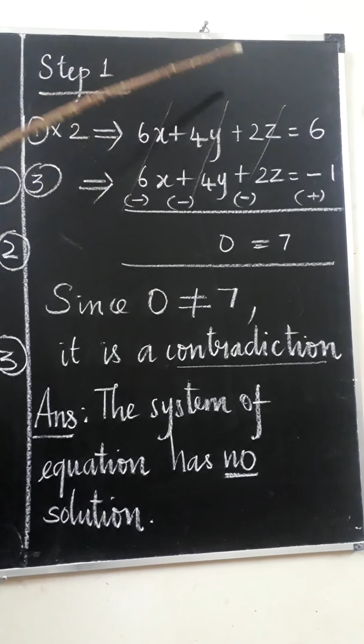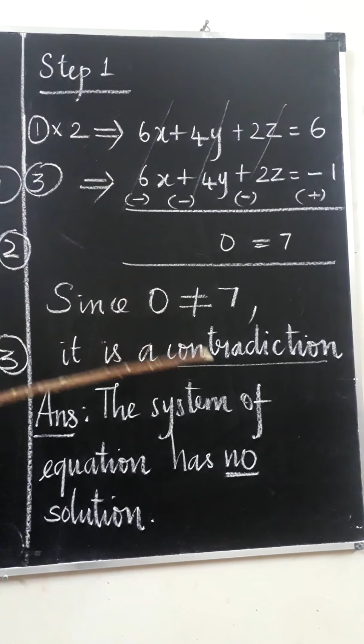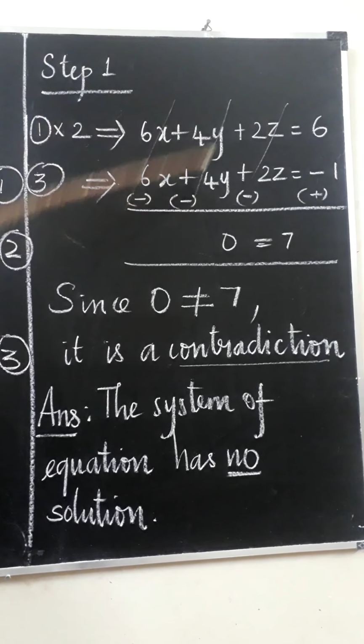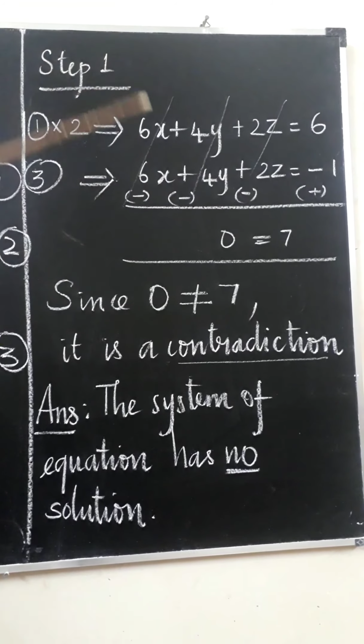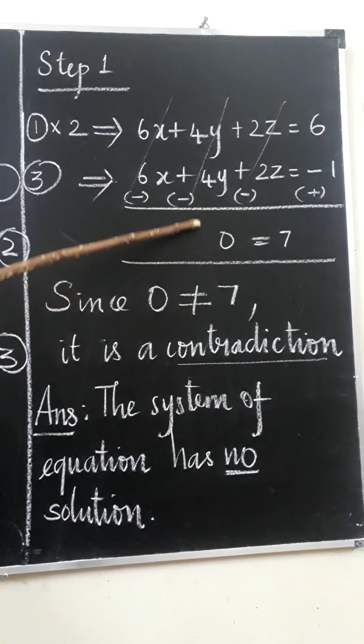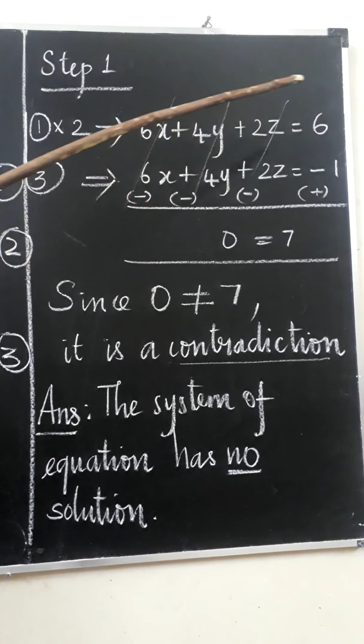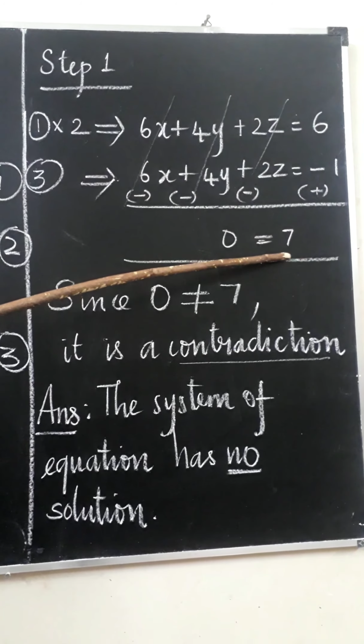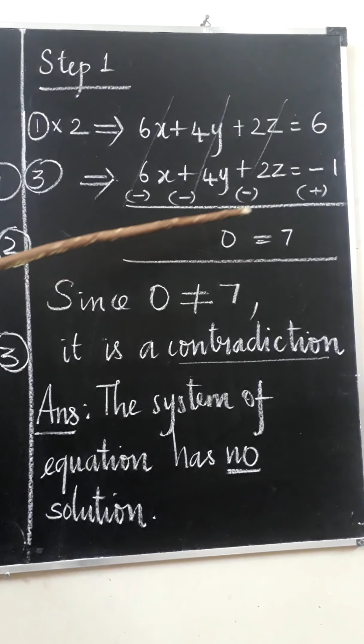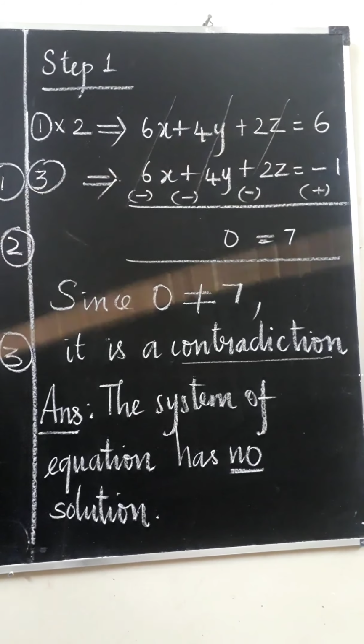All the elements on the LHS will be eliminated. All variables, x variable, y variable, z variable will be eliminated. It becomes 0. LHS becomes 0. RHS becomes 6 plus 1, 7. But it is not an identity. If it is 0 is equal to 0, it's an identity.